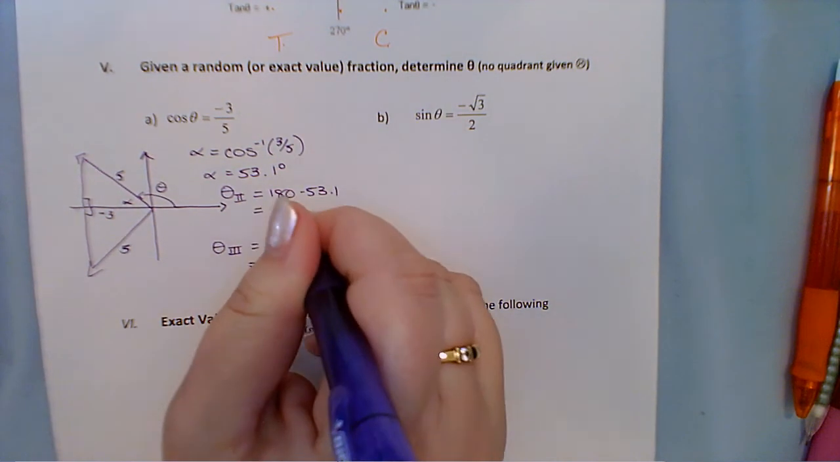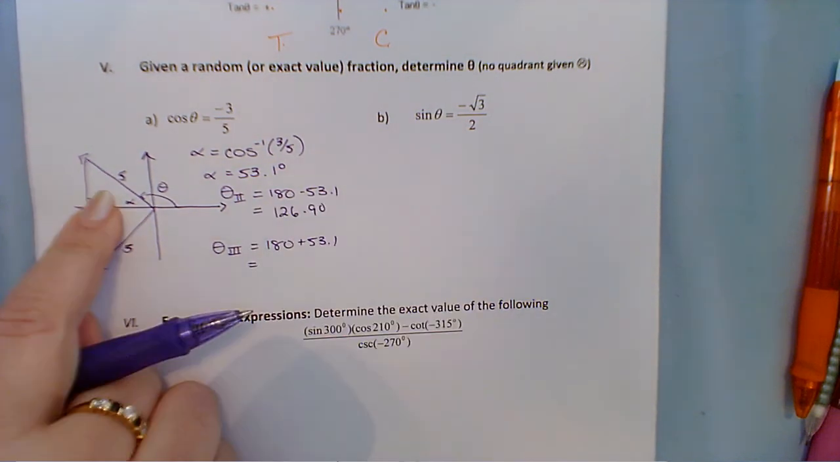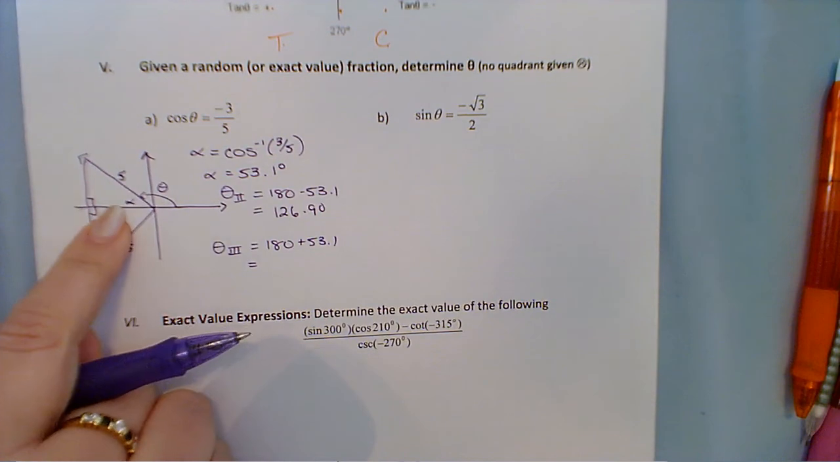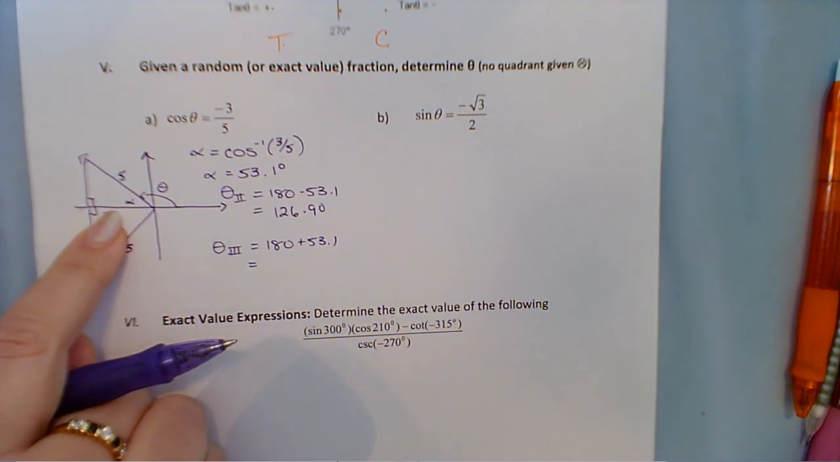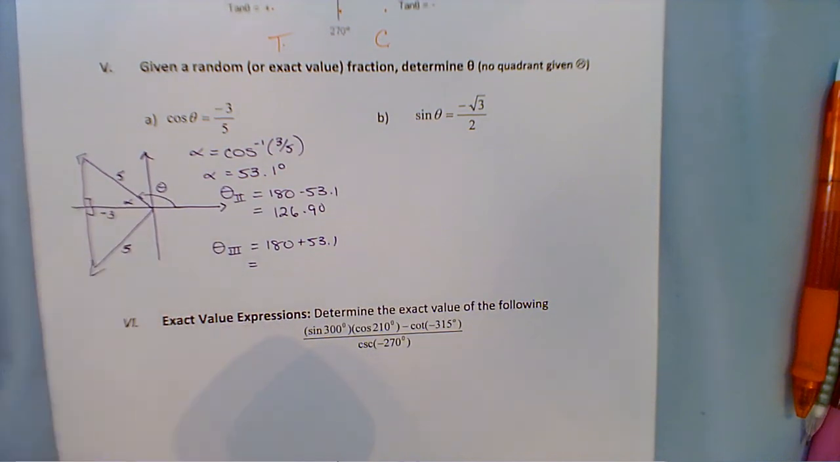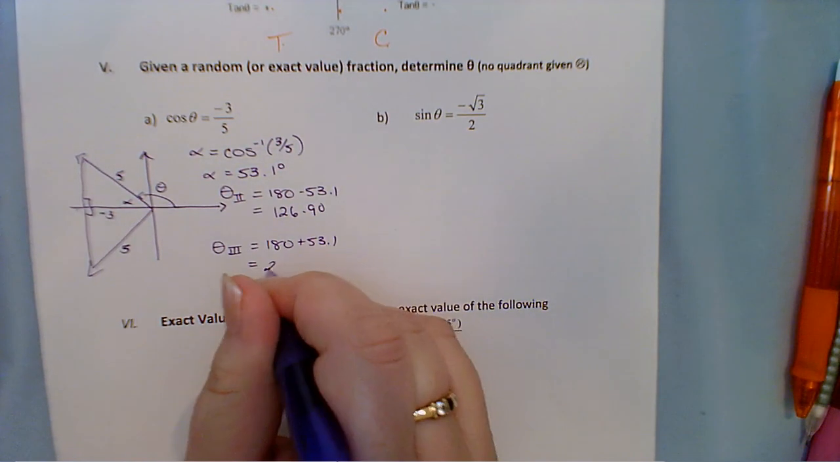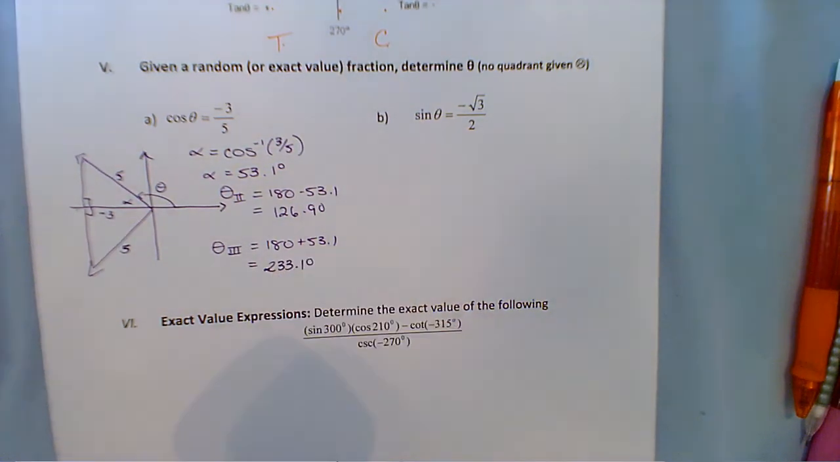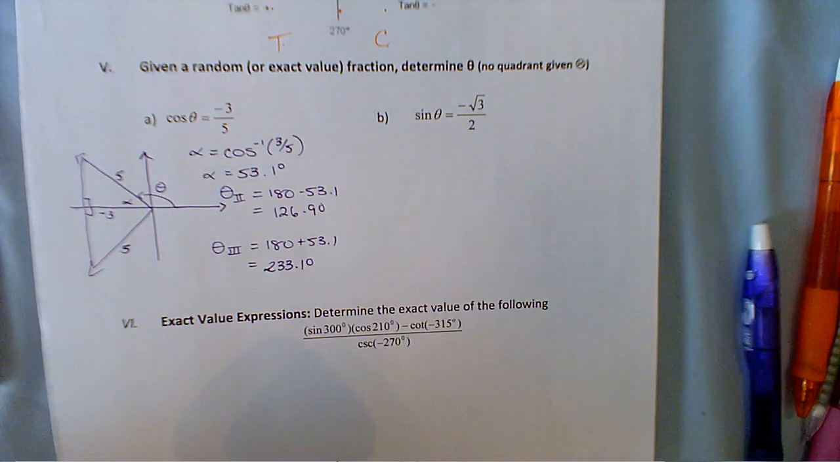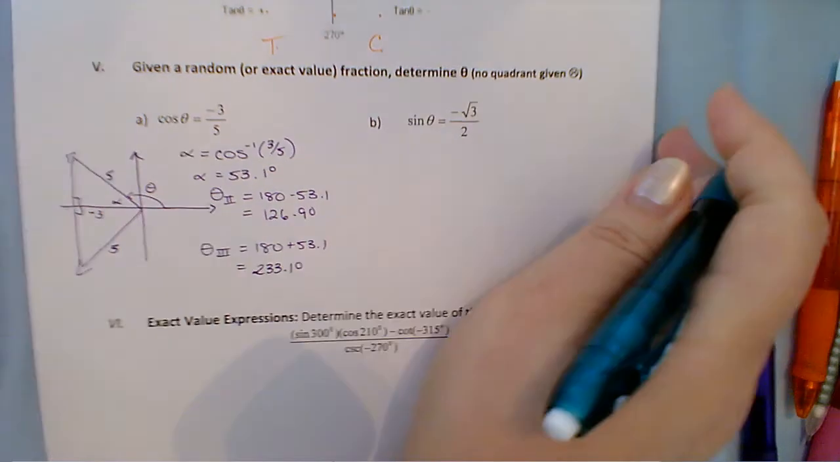So 126.9 makes sense for the second quadrant. More than 90, less than 180. And then the third quadrant, more than 180, less than 270. 233.1. So these were just random numbers that they gave us, so we had to use a calculator.